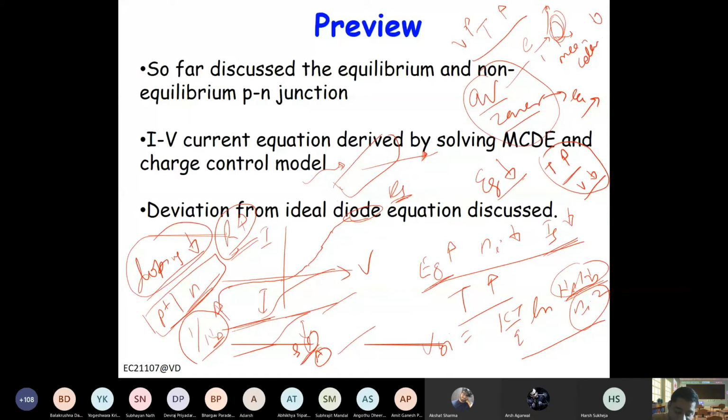But if you reduce the length, there is a phenomenon called punch through. In punch through, what happens? The depletion region is extending to the contact, right? So the whole region is covered. So once the depletion region extends to the contact, then even without breakdown, large current will flow, right? Because now these carriers can directly follow the field and come here.